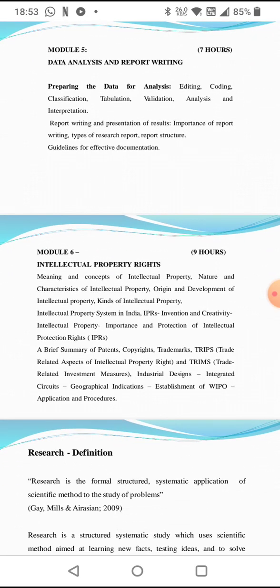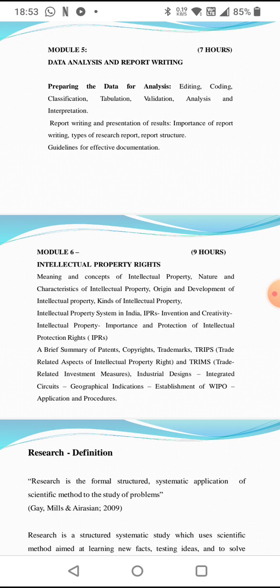So the fifth module is all about data analysis and report writing. You have already collected the data, you have to analyze it, interpret it, and write the report. So how do you do that? Through editing, coding, classification, tabulation, validation, analyzing, interpreting. Interpretation again wholly depends on the knowledge of the researcher about the subject or the research study which he is carrying out, right? And again report writing and presentation of reports depends on the hands of the researcher, because how well he can write the report which he has interpreted, right?